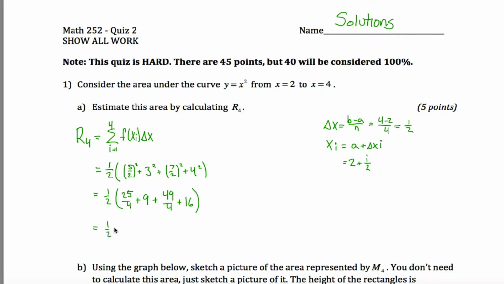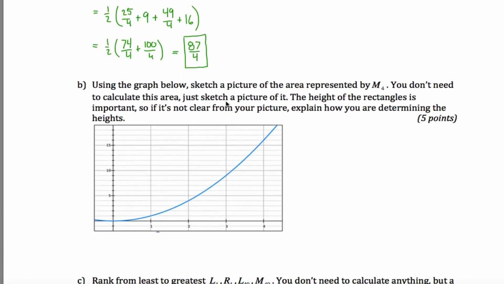So I get my answer is 1/2 times, let's see, 25 and 49 is 74/4. And 9 and 16 is 25. But 25 is 100/4. So 174/4. But I can simplify times 1/2. Let's see, half of 174 is what, 87? So I think I end up with 87/4 as my answer here. I guess that's all. You can write your answers up a little bit differently in terms of the steps you show, but as long as you come up with your answer, I'm a happy man.